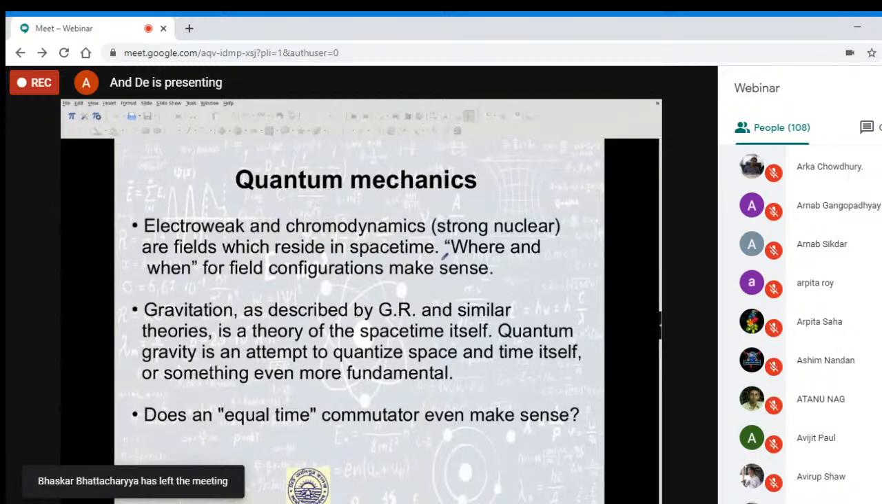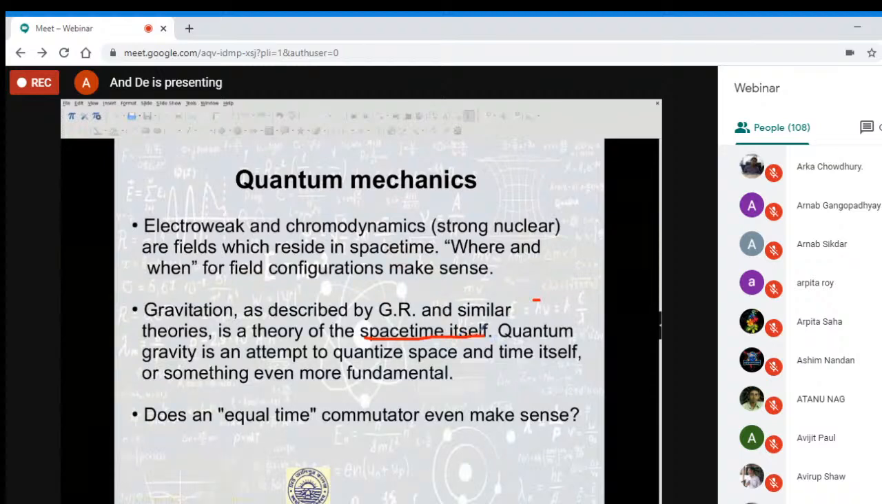But gravitation, as described by general relativity and similar theories, is a theory of the space-time itself. It's a slightly different thing. It is not a field on space-time where you can say where and when. It is a theory of the where and the when. That's what gravitation is in the paradigm of general relativity.